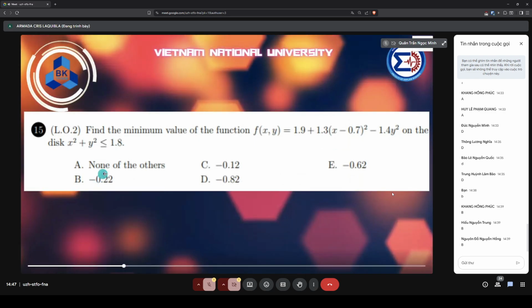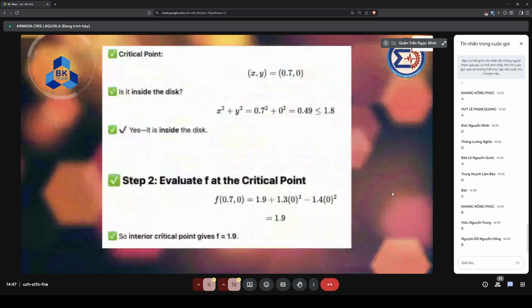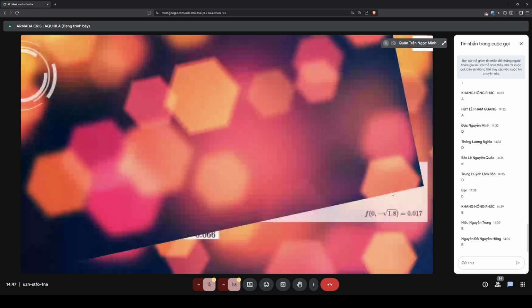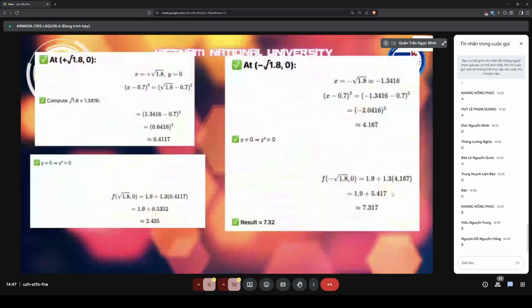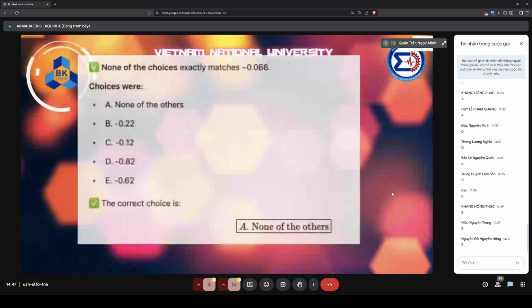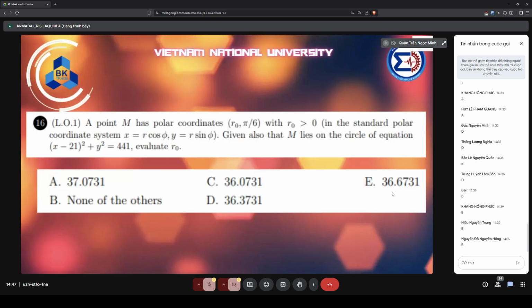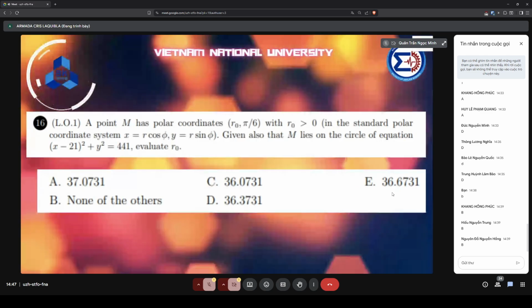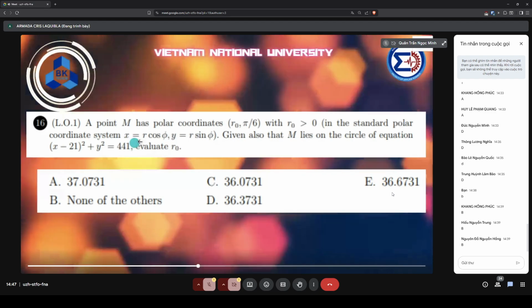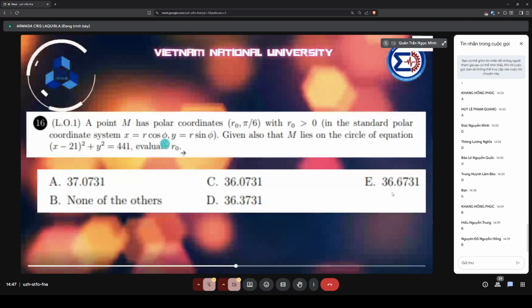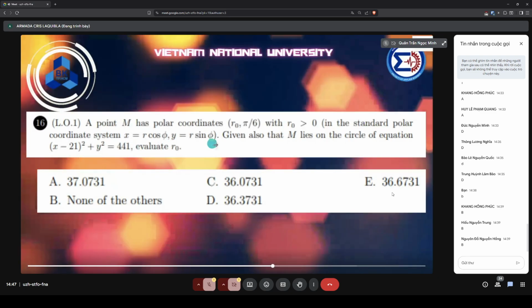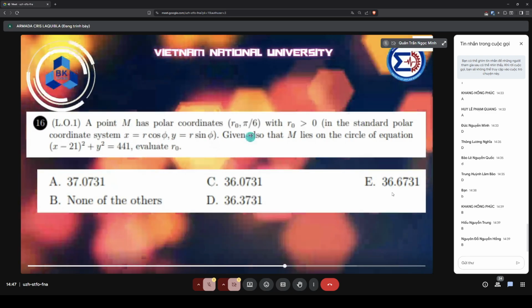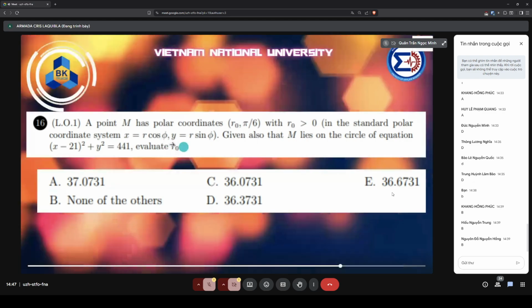For 15. Next, last question. Number 16. A point M has polar coordinates R sub O and pi over 6. Then in the standard polar coordinate system, X is equal to R cos phi, and Y is equal to R sine phi. So phi there is equivalent to pi over 6, and your R is equivalent to your R sub O.